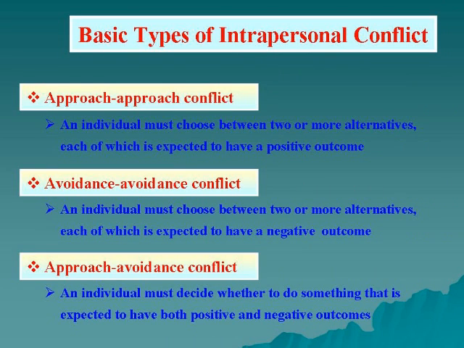Let's take a look at the approach conflict. What does that mean? Well, an individual must choose between 2 or more alternatives. And when you're talking about the avoidance conflict, well, an individual must choose between 2 or more alternatives, each of which is expected to have a negative outcome. Approach-avoidance conflict, an individual must decide whether to do something that is expected to have both positive and negative outcomes.